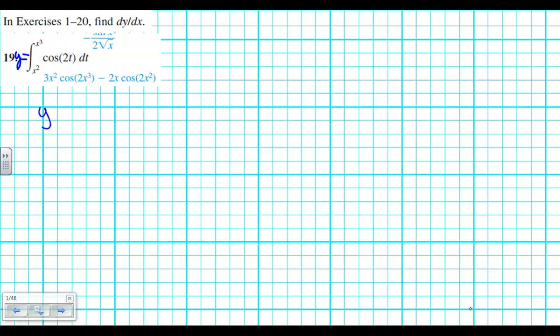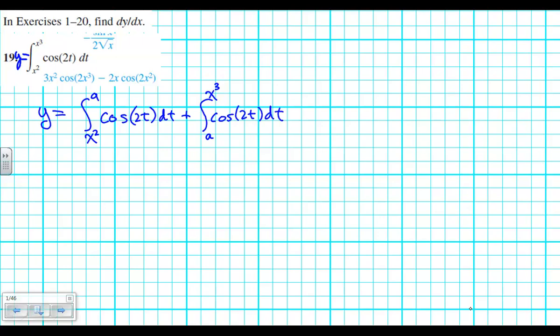But I think what we can do is take this integral and break it into two parts using one of the rules of integration that we learned earlier. And that is that this integral up here can be written as the integral from x squared to a of cosine 2t dt plus the integral from a to x cubed of cosine 2t dt.